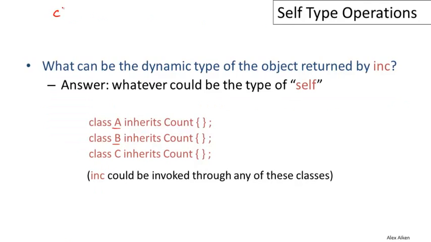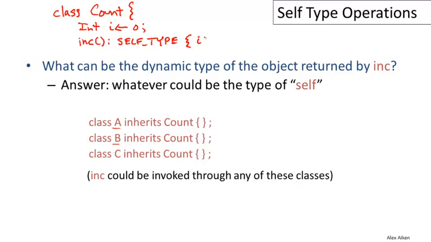And if you've forgotten what that is, let me just write it down quickly. We had a class called Count. And Count had one field, an integer i, that was initialized to 0. And it had one method called inc that returned something of type self-type. And all inc did was to increment the counter field and return the self object. I've probably made some syntax errors here, but that's not really important. That's the basic code for the Count class.